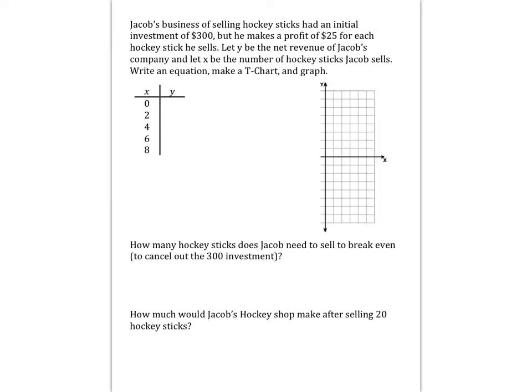Jacob's business of selling hockey sticks had an initial investment of $300, but he makes a profit of $25 for each hockey stick he sells. Let Y be the net revenue of Jacob's company, and let X be the number of hockey sticks Jacob sells. Write an equation, make a T-chart, and graph.